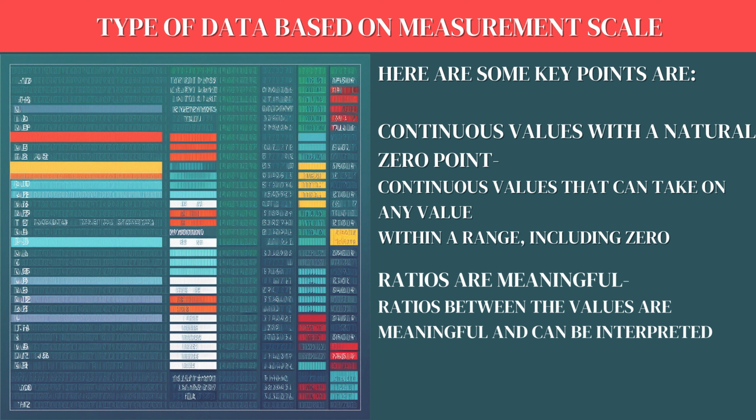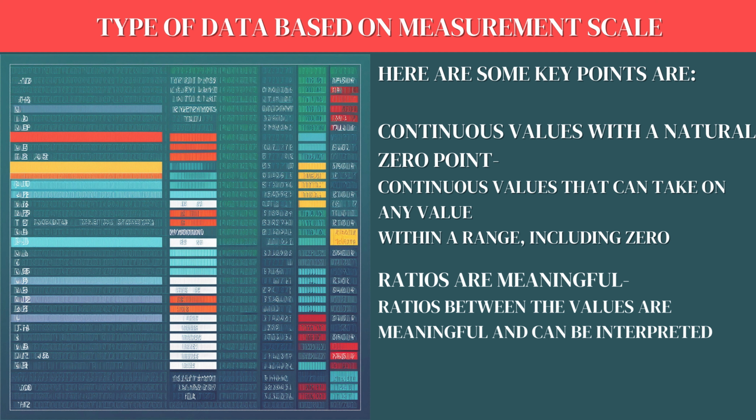Some of the examples are: monthly sales, the amount of money earned from sales. Example, $0, $5,000, $10,000. Delivery times, the time taken to deliver an item. Example, 0 minutes, 30 minutes, 2 hours. Weekly sales, the number of items sold in a week. Example, 0 items, 50 items, 200 items.